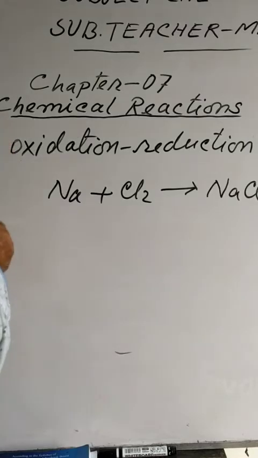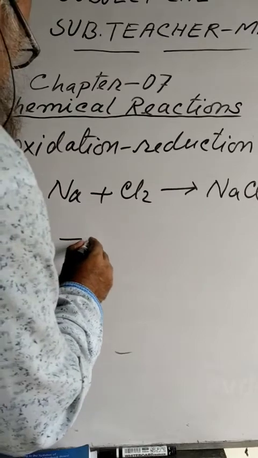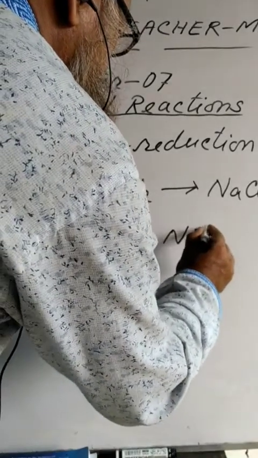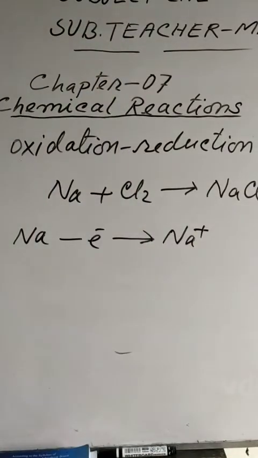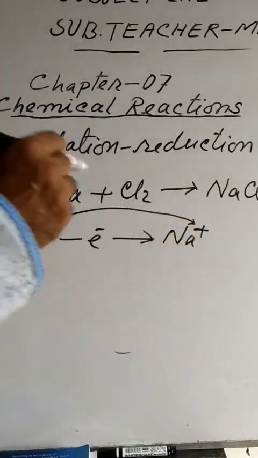In this reaction, sodium donates an electron and becomes sodium plus. Here the oxidation number of sodium increases from 0 to plus 1. So this one is an oxidation reaction.